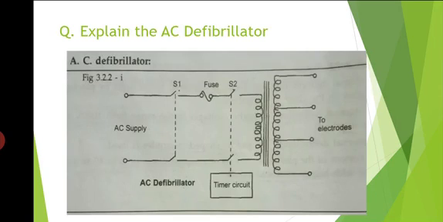First, we will see the AC defibrillator. This is the setup for the AC defibrillator. Direct from the mains, they give the input to the transformer. The secondary of the transformer is a multi-pointer tapped transformer, so whichever voltage we require, we can connect the electrodes to that voltage. Here they are using the S1 and S2 switches and a fuse. Using the switch you can control the timing, and the fuse controls the current limit.